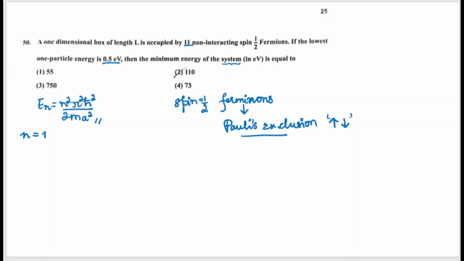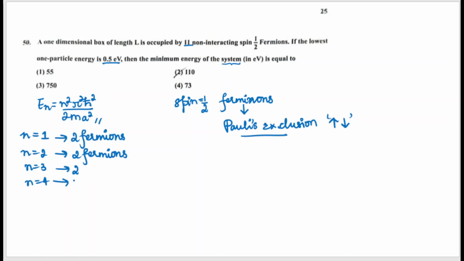According to this, for n equal to 1, it can have two fermions, right? For n equal to 2, again two fermions. For n equal to 3, again 2. For n equal to 4, again 2. For n equal to 5, again 2. For n equal to 6, again 2.